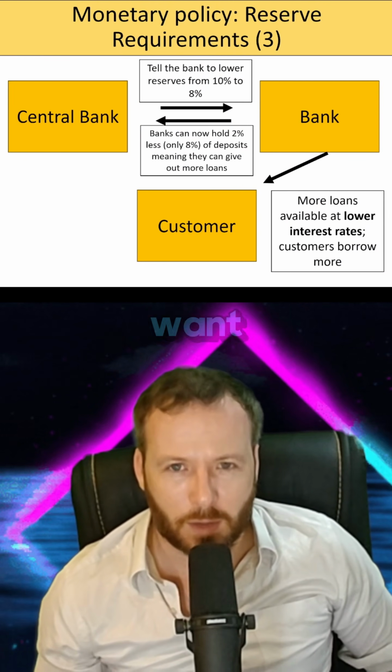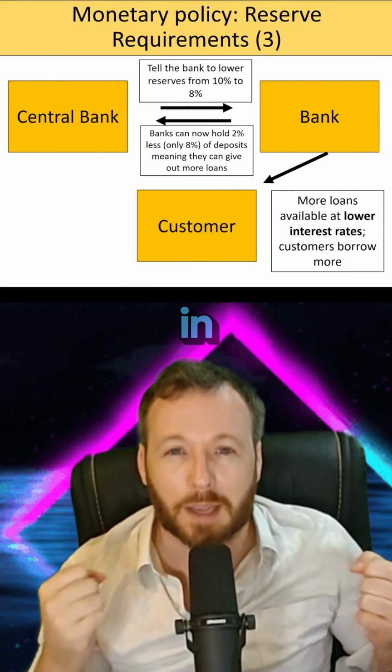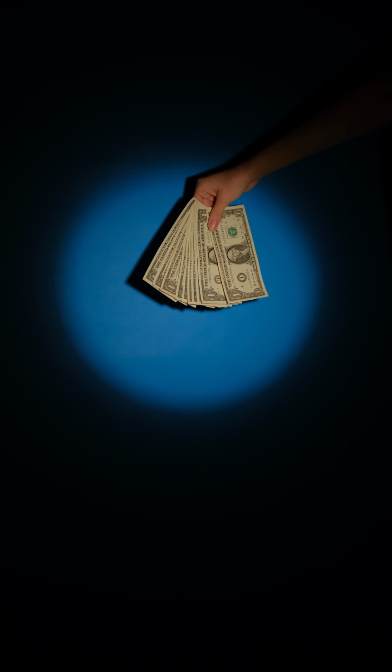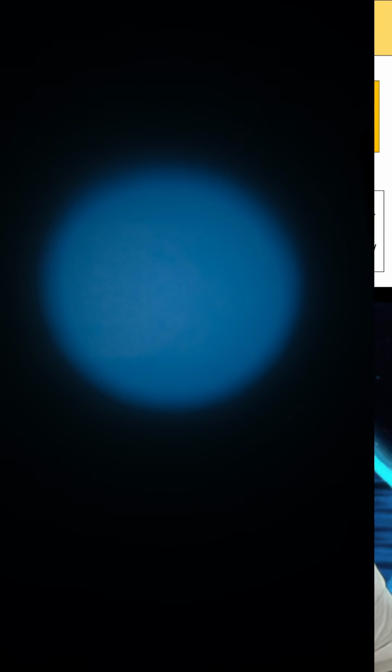On the other hand, if they want to stop the money supply and pull the money back in, they need to increase interest rates. How do they do that? They say, you need to hold on to more money now. So they force them to hold on to more money. Therefore, they'll give out fewer loans at higher interest rates.